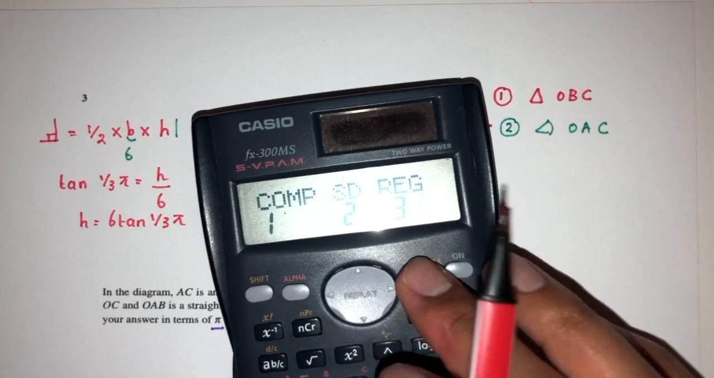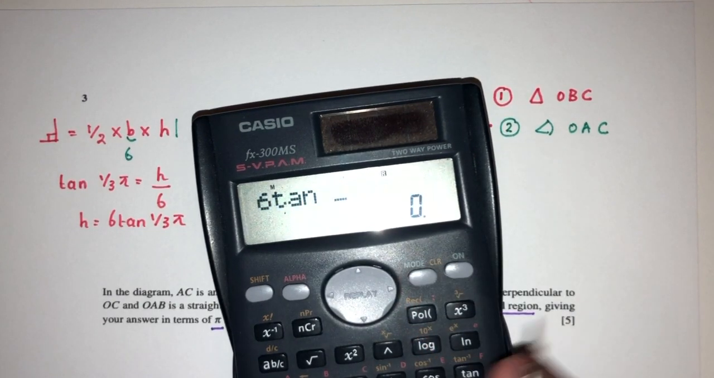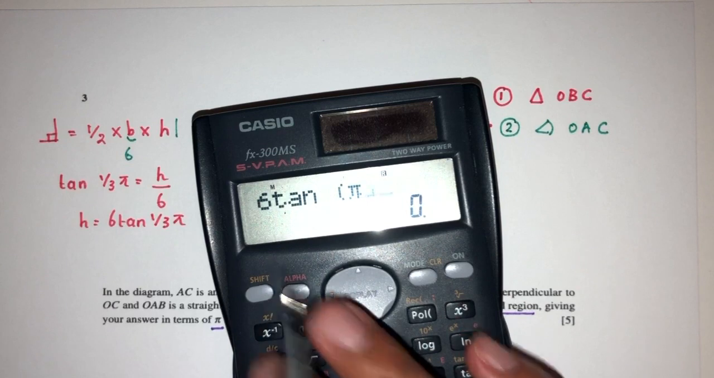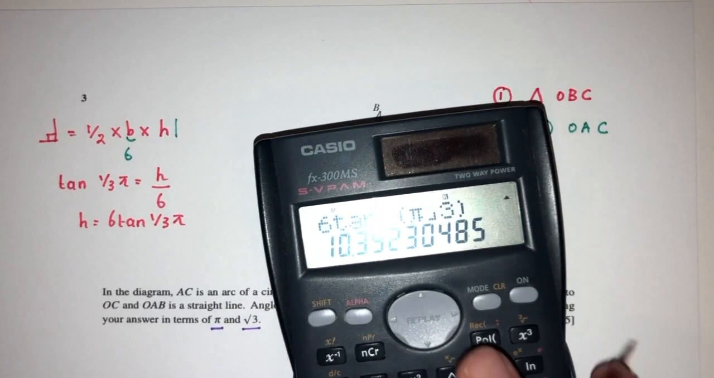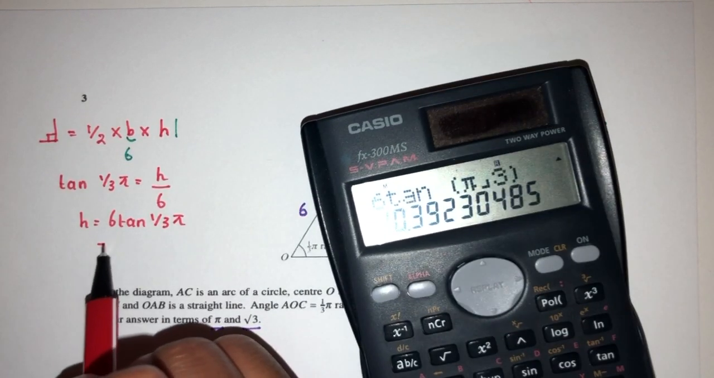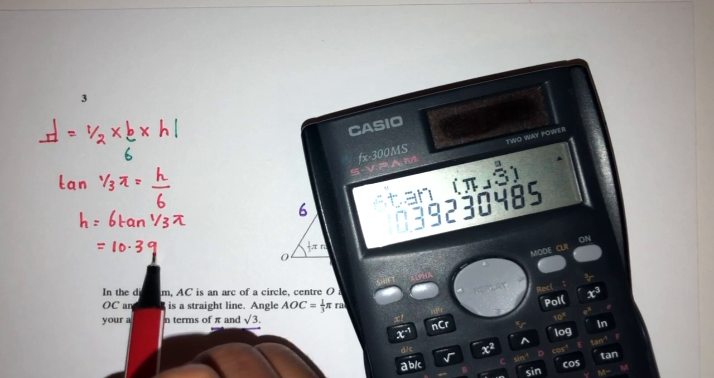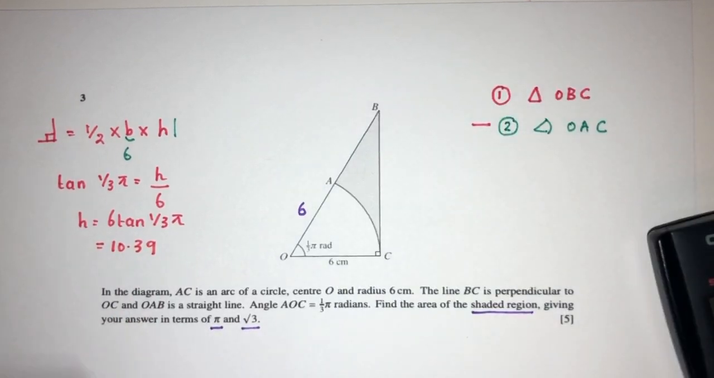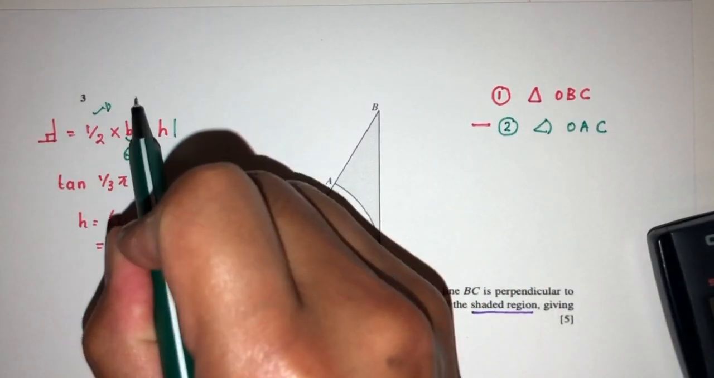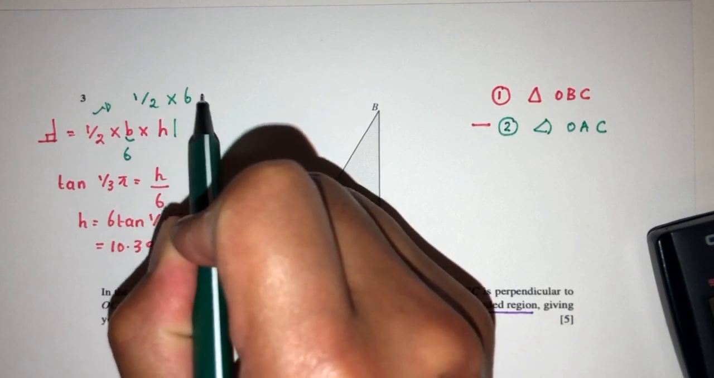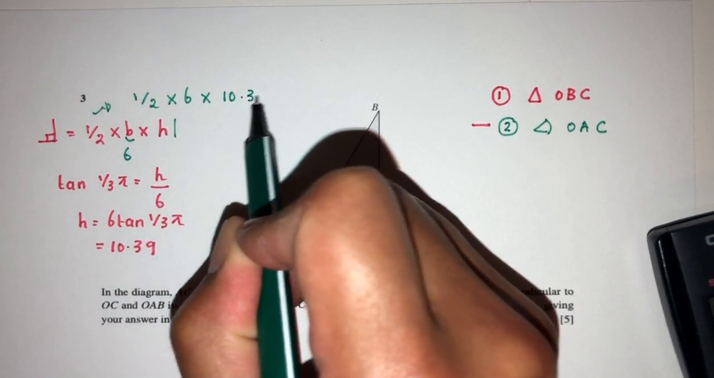So here we have to use radians. So 6 tan pi over 3. That should be the value of 10.39. Right. Now replace back in here to find the area. Half times base and times height.